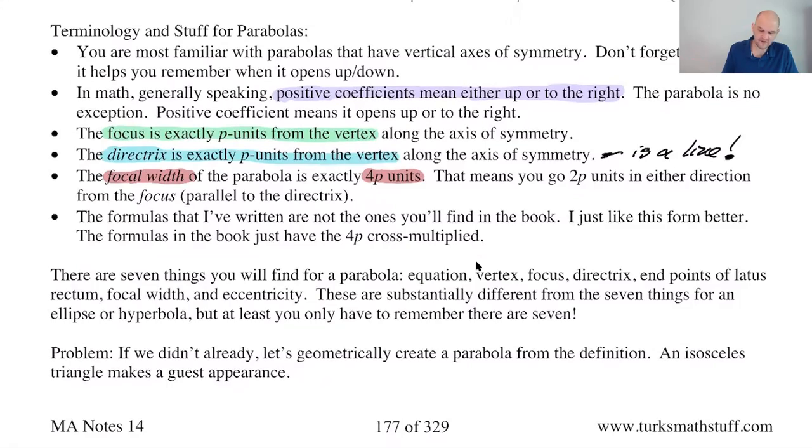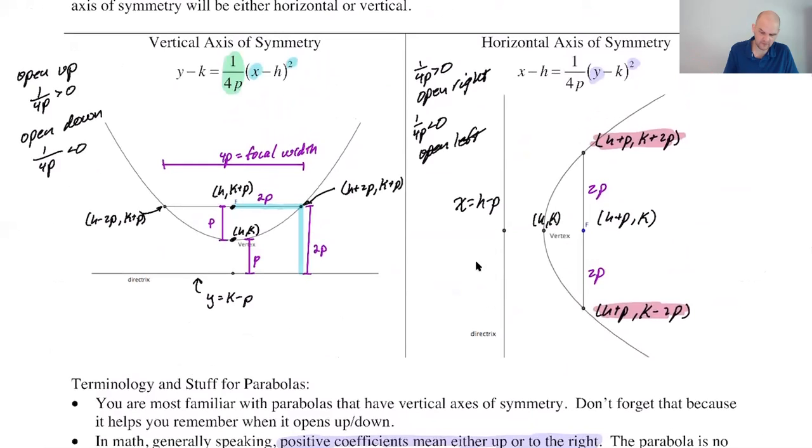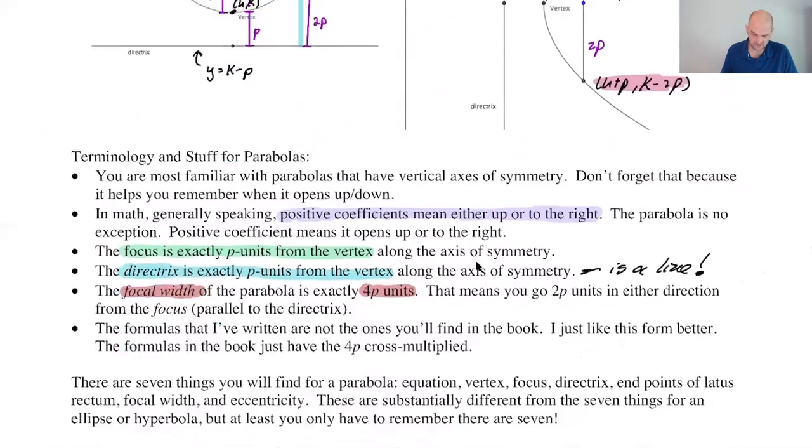And then the formulas that I've written are actually different from what you'll see in textbooks. Most textbooks bring the 4p over. They'll multiply both sides by 4p, so it'll be 4p quantity, and this will be gone. I don't like that because you've already learned so much about them. So that's why I don't do that.